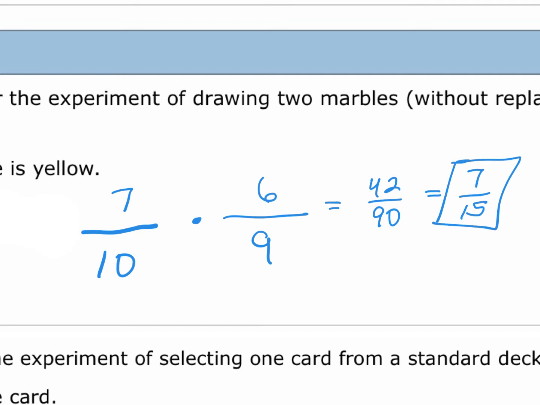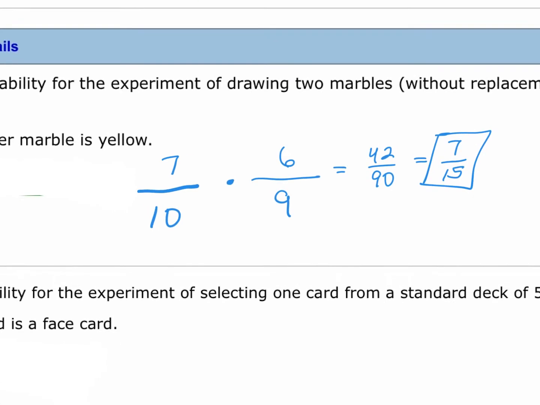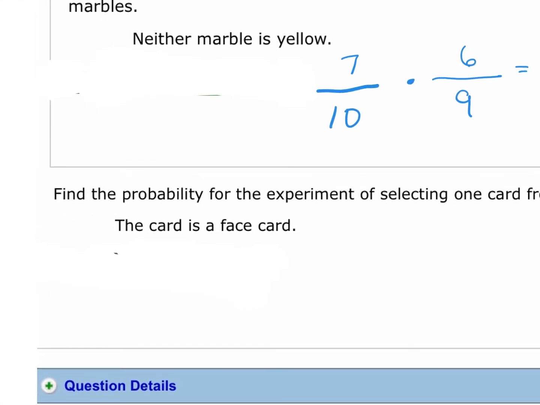When it's without replacement, your denominator always changes. When you want the same outcome twice, like we wanted two reds, or we wanted both not yellow, that's why the numerator decreased as well. But if it was this one and this one, a red and a blue, then you just take the total number of reds and the total number of blues. The only reason that decreased was because of that.